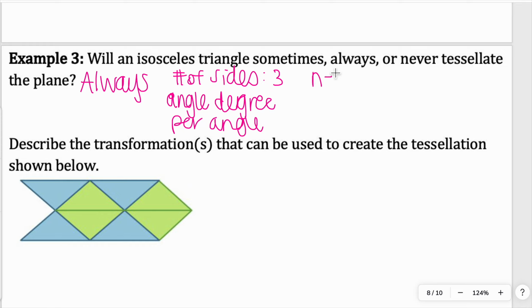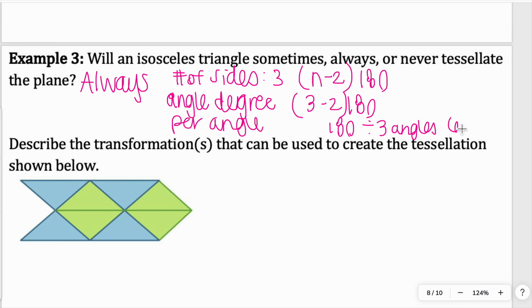So that is n minus 2 times 180. So 3 minus 2 times 180 is 180, and then I divide that by the number of angles, 3 angles, which gives me 60 degrees. Okay? 60 is a factor of 360. So that's why we can always say isosceles triangles will be able to tessellate, okay?